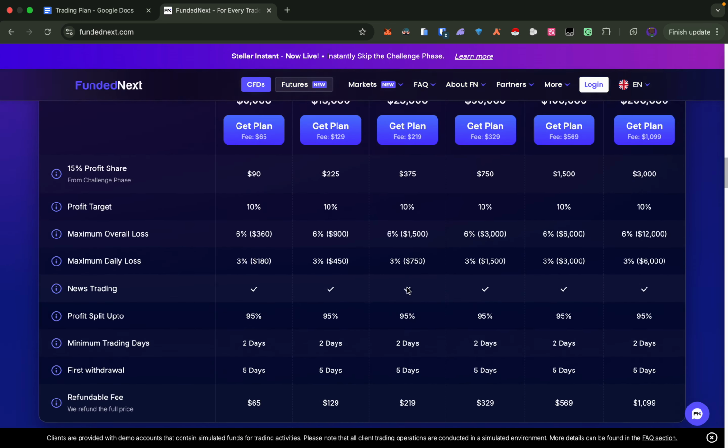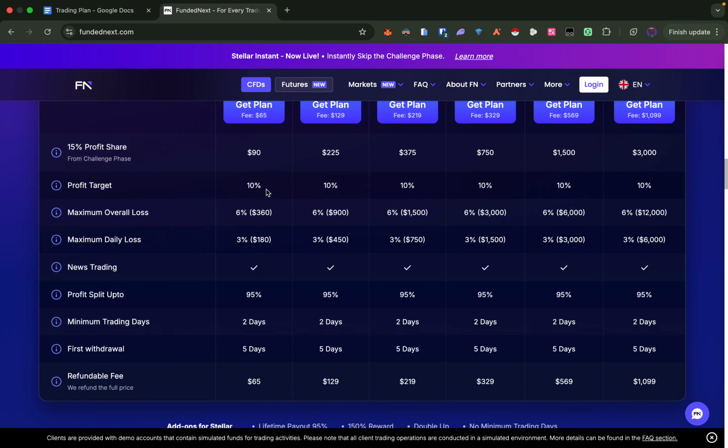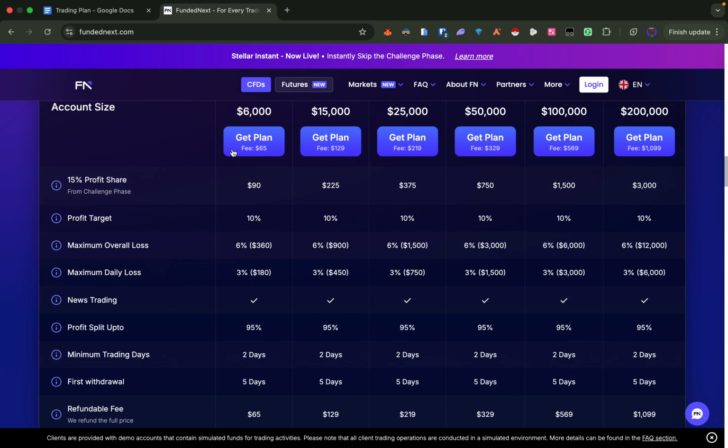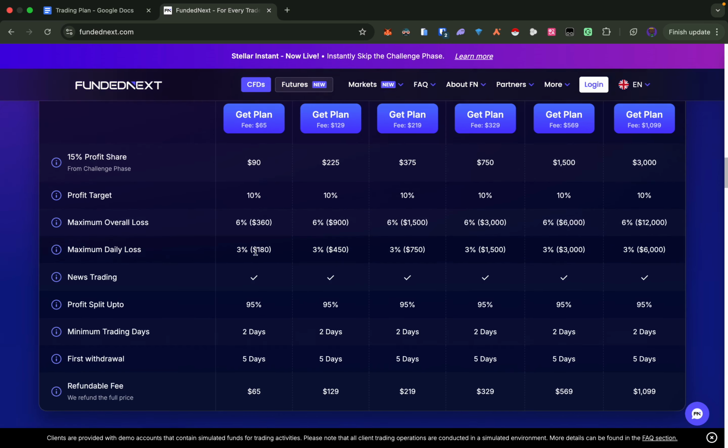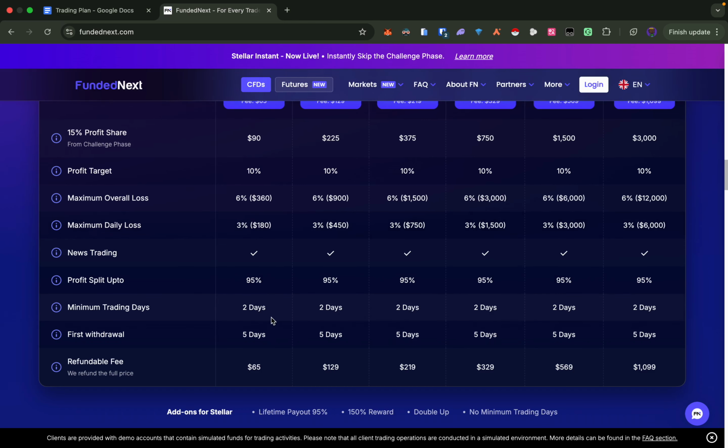So just read the rules. You can trade during the news on this account. You must not lose more than 360 in total. You must not lose more than 180 in a day. You must make 10% of the profit target to pass this challenge. There's no limit on days where you can trade. You can trade for as long as you want, right? But you must trade for 2 days. So if you reach the profit target in one day, you must trade for another day in order to pass the challenge.